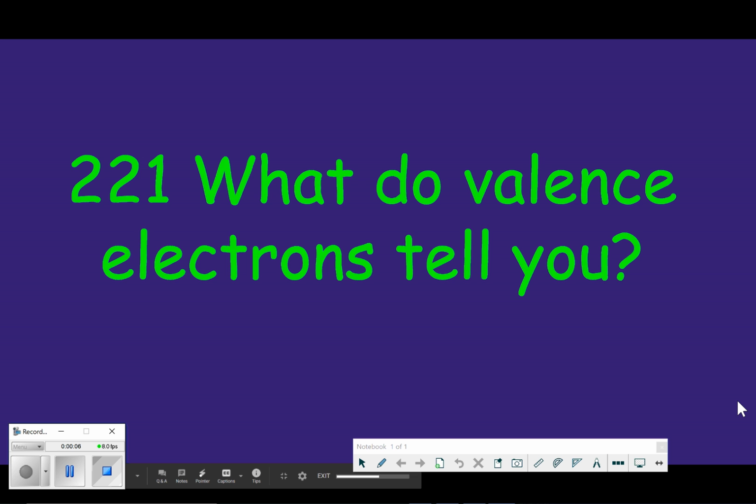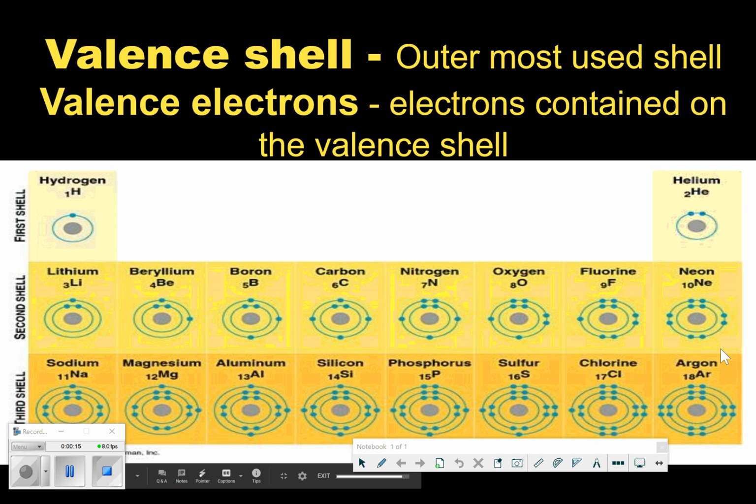We're going to go over 221 today. What do valence electrons tell you? Okay, so the valence shell is the outermost used shell.